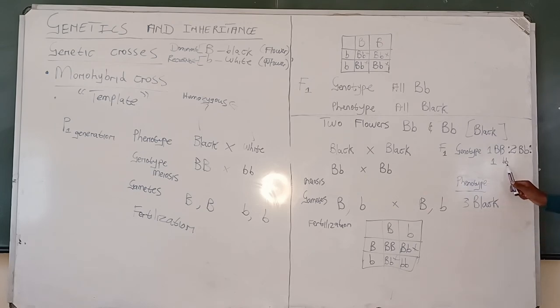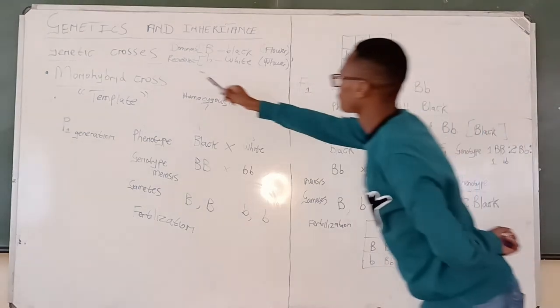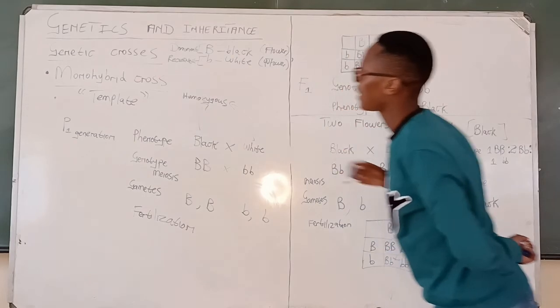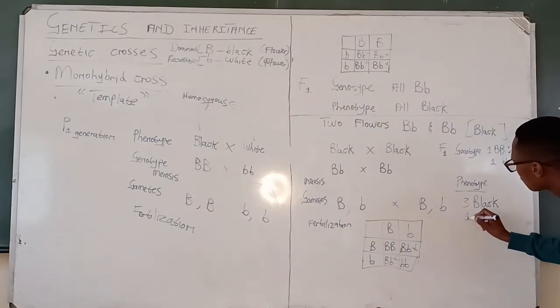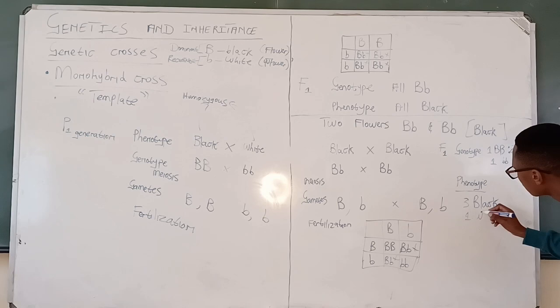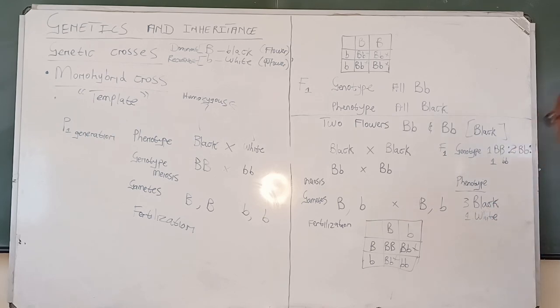Then here we have the small letter b's. It means that this one it is white. Why? Because it has a homozygous condition with recessive alleles only present. And then the recessive alleles here show us a white color. So it means that only one can become white.